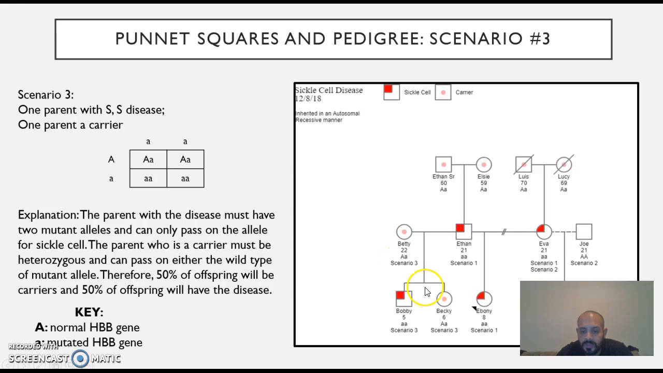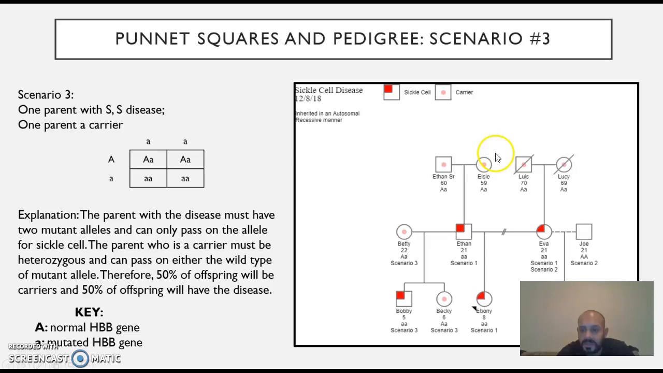So when we look at the pedigree over here at scenario 3, we see Betty, who is a carrier, and Ethan, who has sickle cell disease. And you can see their children, and it follows the Punnett square that we created, which is they had one child who has sickle cell disease, and they had one child who is only a carrier. And as stated before, there was a 50-50 chance of them having one child who has sickle cell disease and one that is just a carrier.